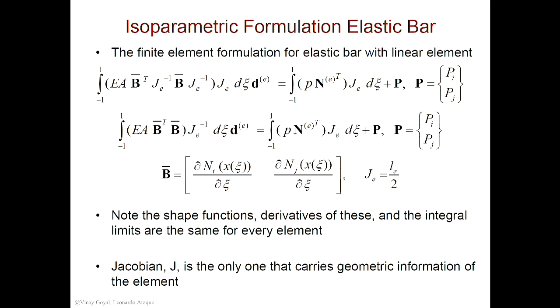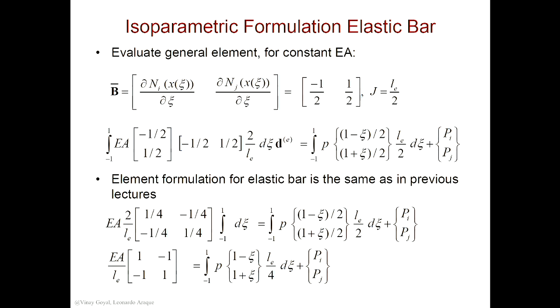Okay? All right, so Jacobian J, that's called the Jacobian, by the way. And I put subscript e because that's the only thing that depends on the element. Okay? Let's calculate these things really quickly. So B transpose, we came to the conclusion that the first term here is -1/2, then 1/2. J was L_e over 2. I substituted everything here. Okay? I carried out all the operations.